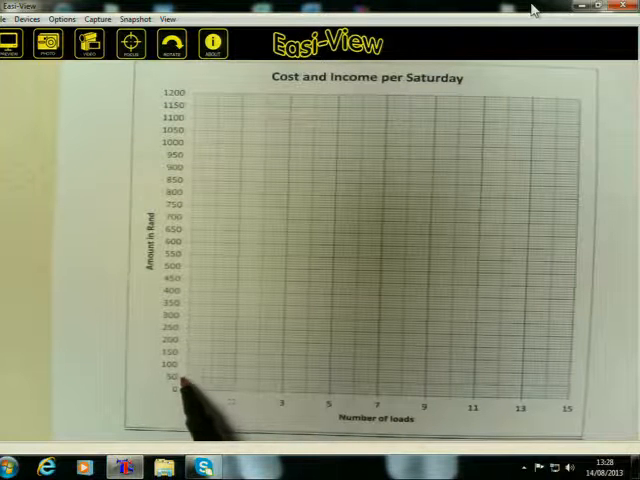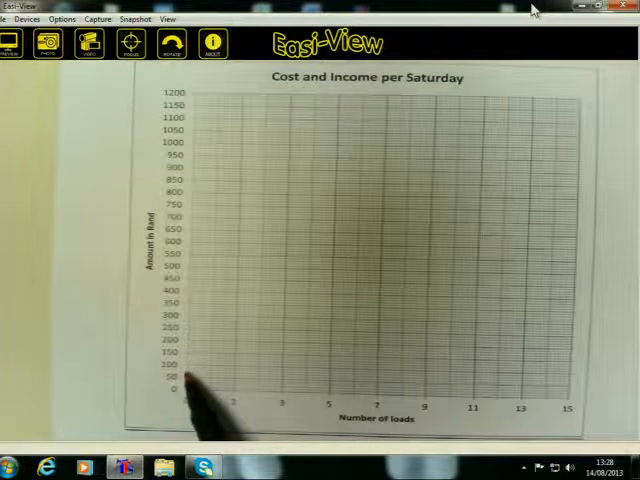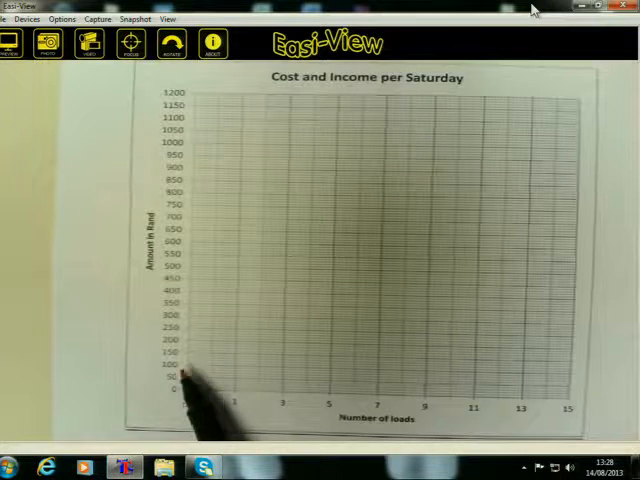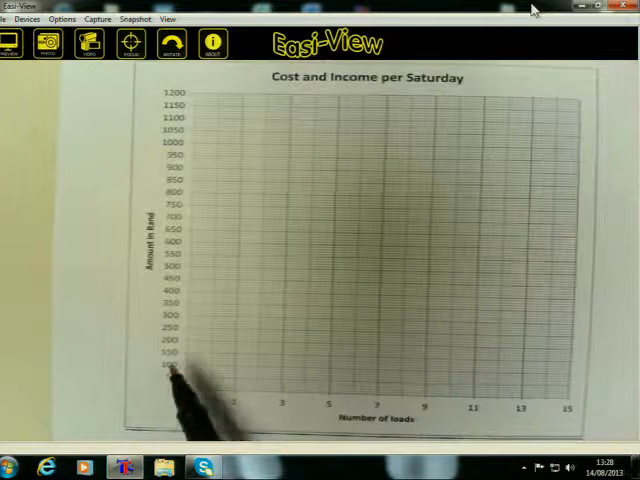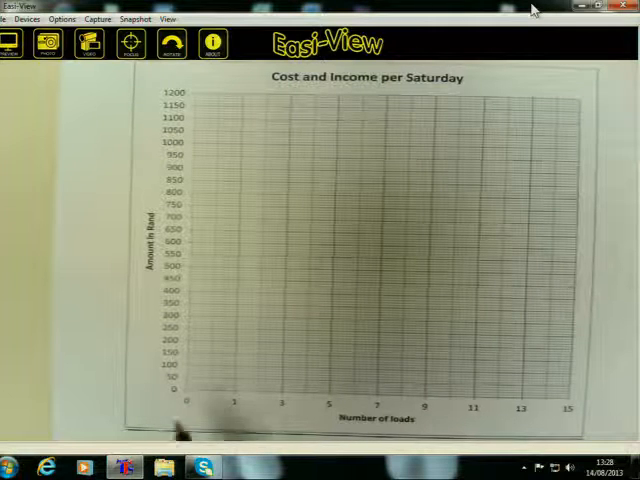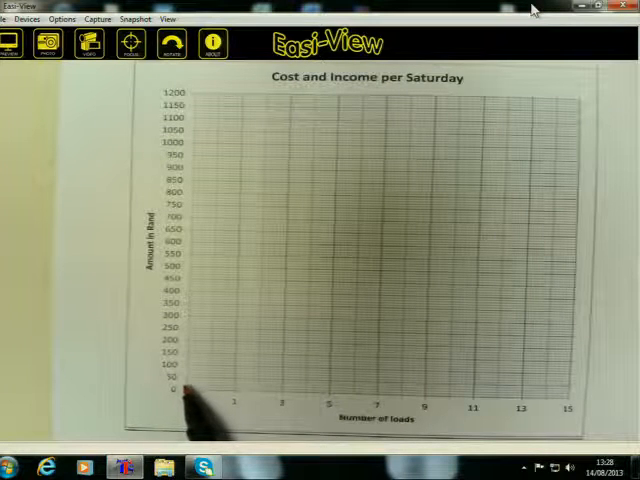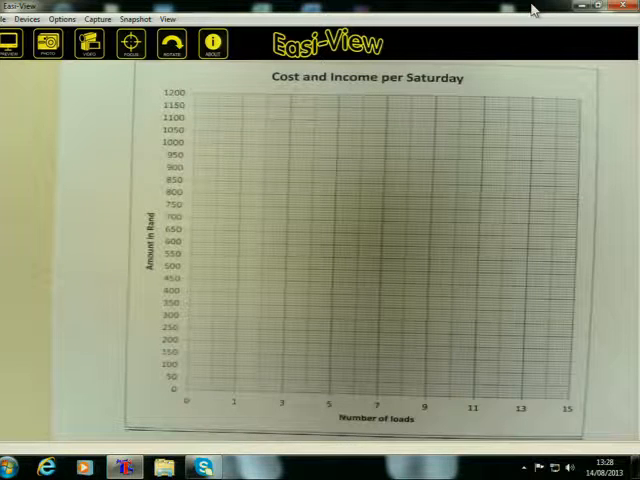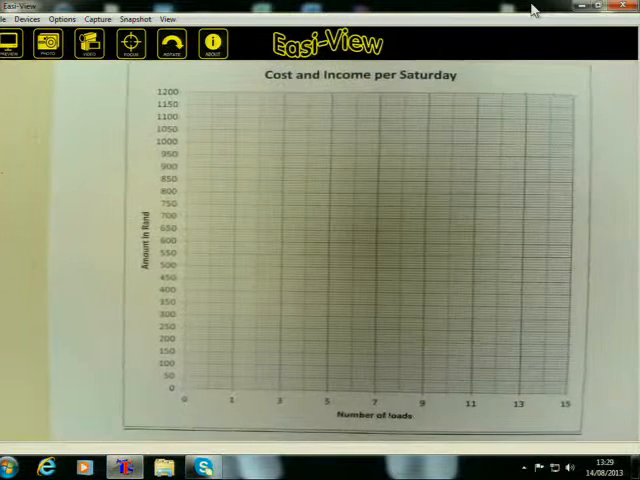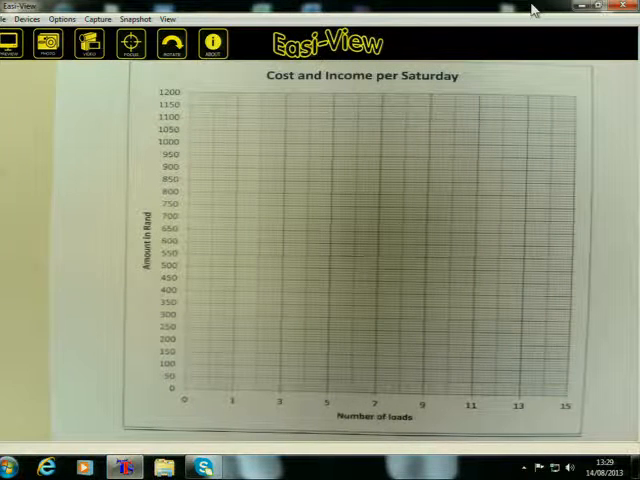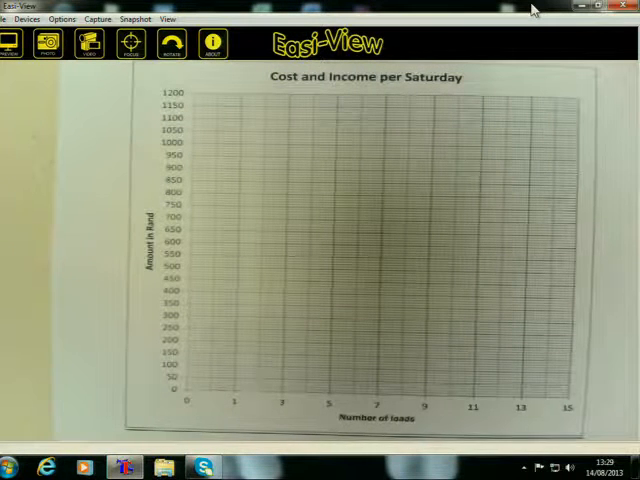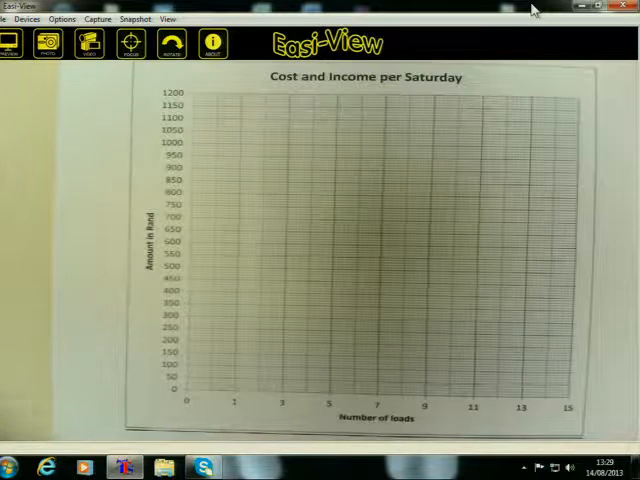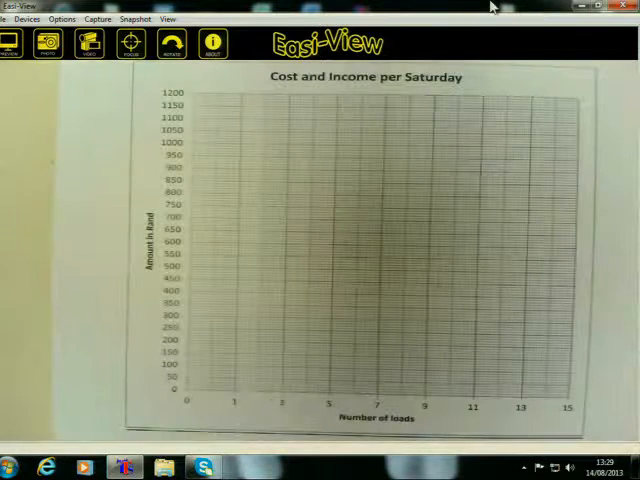From 50, you add 10, it will be 60, 70, 80, 90, 100. Meaning the major grids are 50, 100, 150, but the minor grids are 10, 20, 30, 40, 50. This is very important for you to work out the scale of the grid before you start plotting any points. Now that you are aware of that, you can start plotting our points.